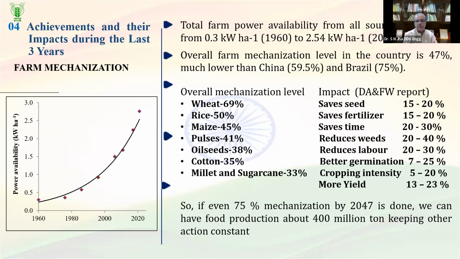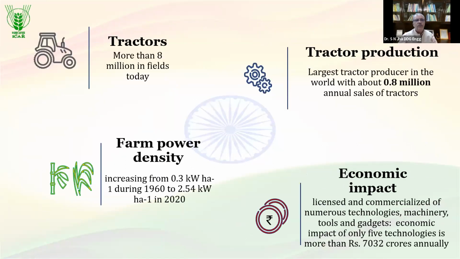So even if 75% mechanization by 2047 is achieved, we can have food production of about 400 million tons from today's datum, keeping other factors constant. So we can conserve a lot of resources and we can protect the environment.